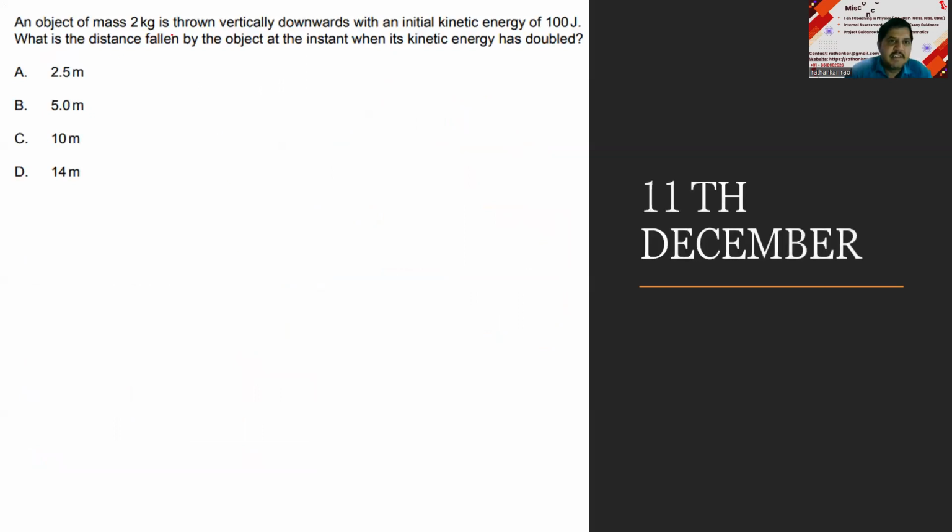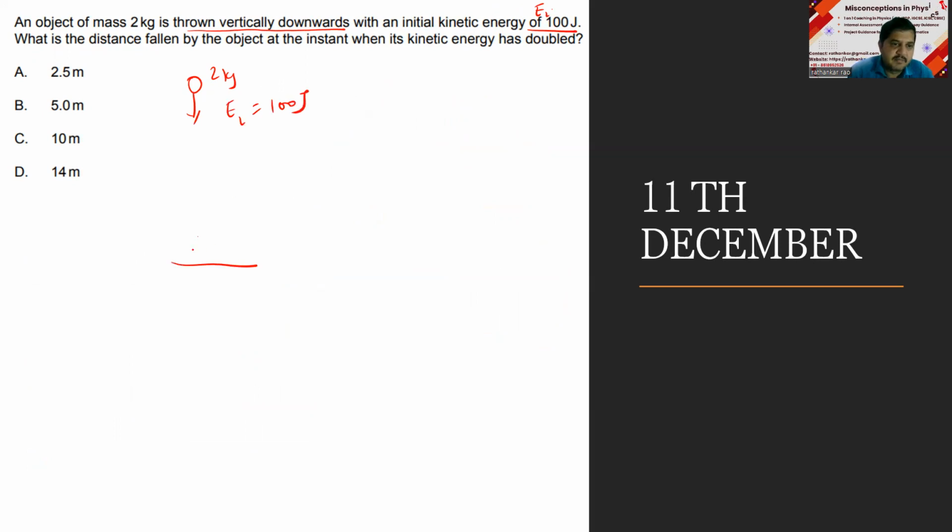An object of mass 2 kg is thrown vertically downwards. It's not dropped. Thrown vertically downwards with an initial kinetic energy of 100 joules. What is the distance fallen by the object? You are throwing it downwards, with initial kinetic energy equal to 100 joules.